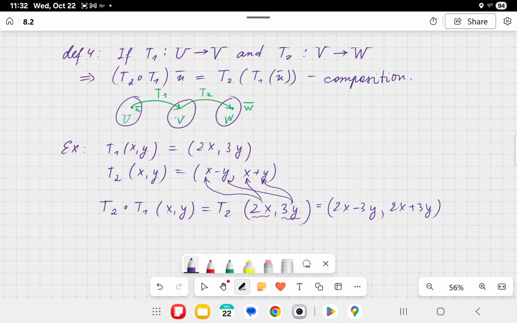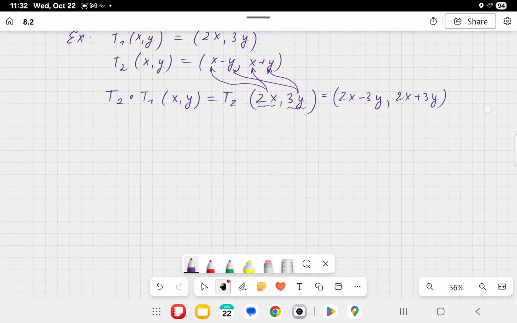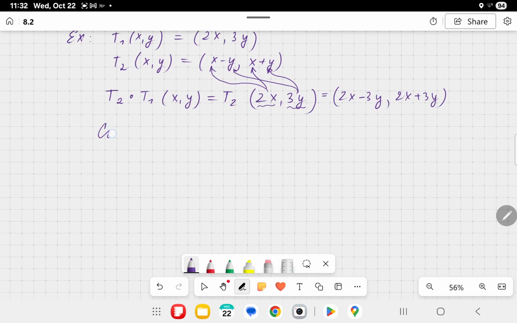What is going to happen if we have a composition of one-to-one transformations?